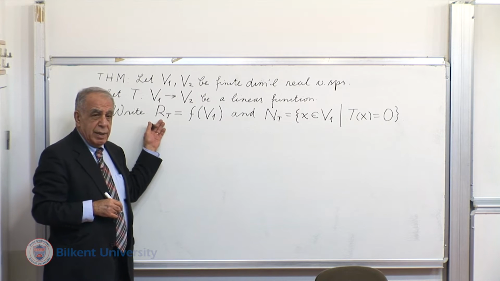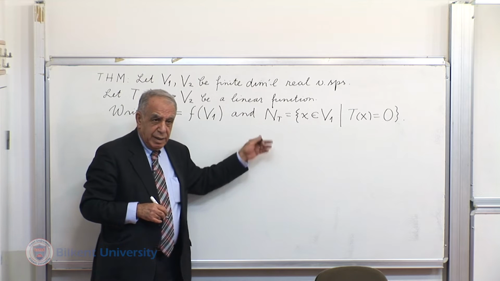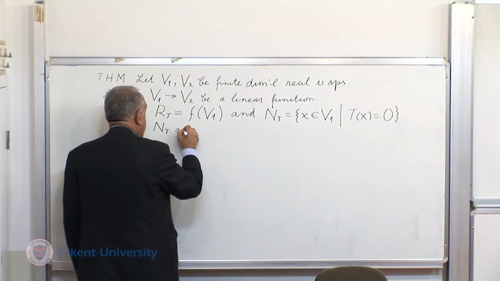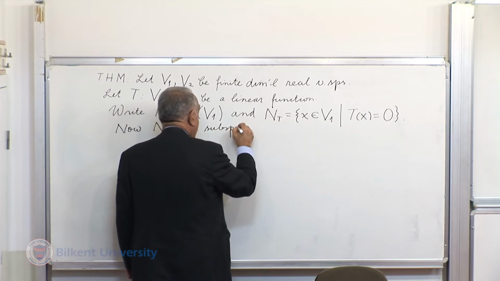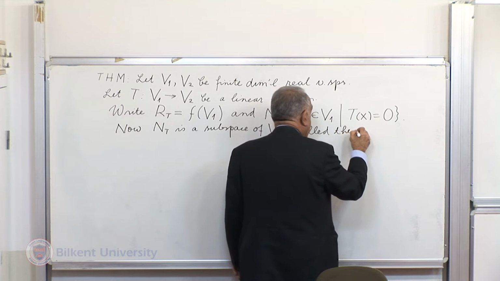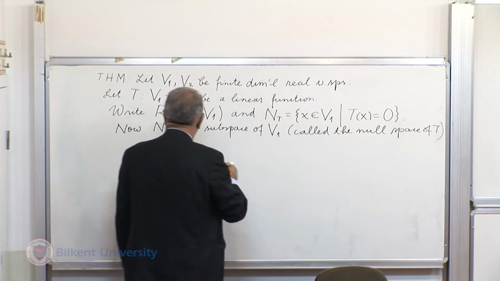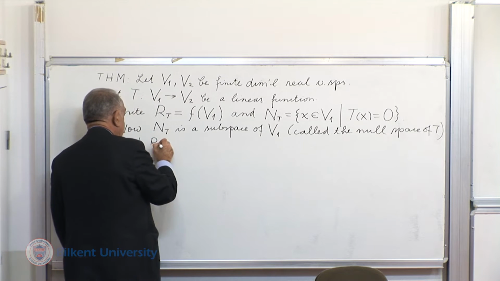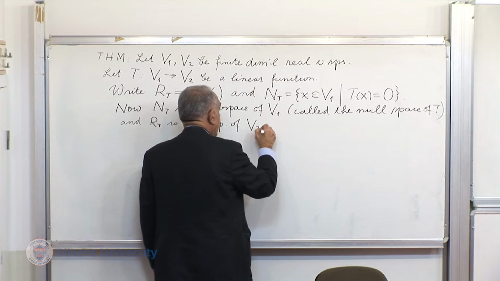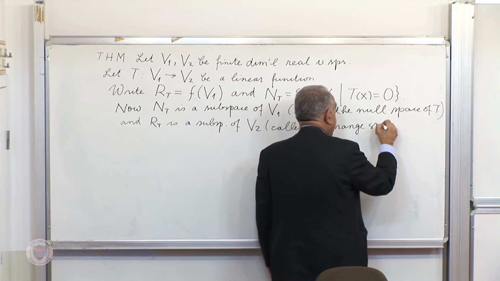How do we call them? R sub T is the range space of the linear map T, and this is the null space of the linear map T. Now, N sub T is a subspace of V1 called the null space of T, the map, and R sub T, that's a subspace of V2 called the range space of T.